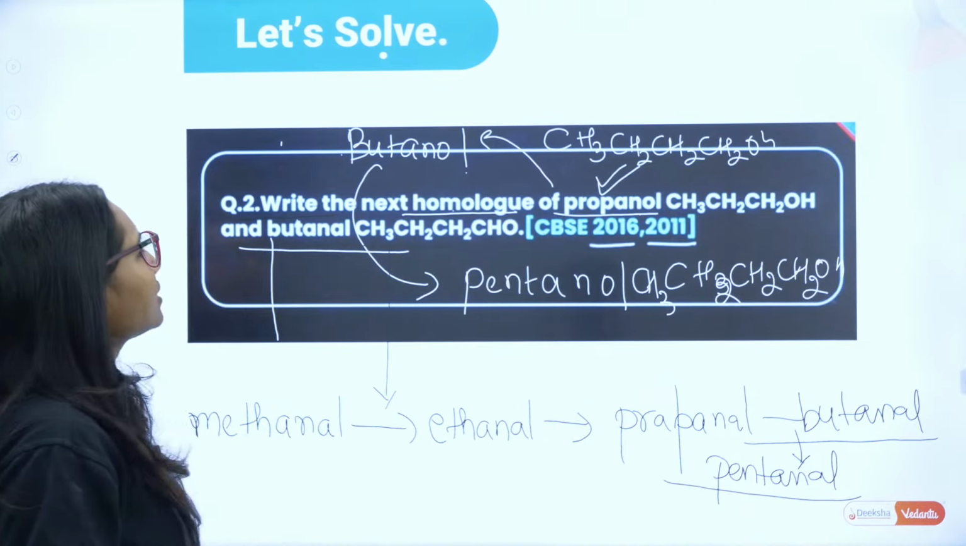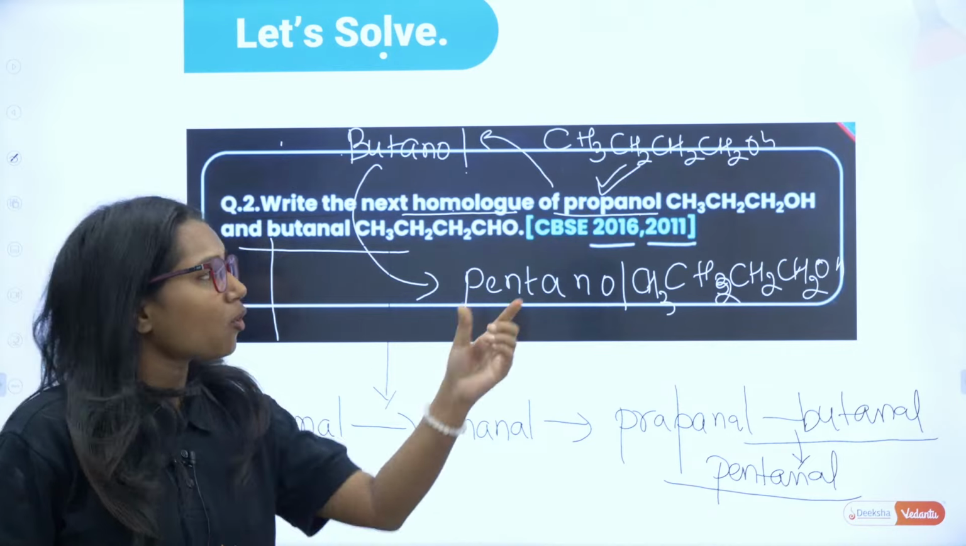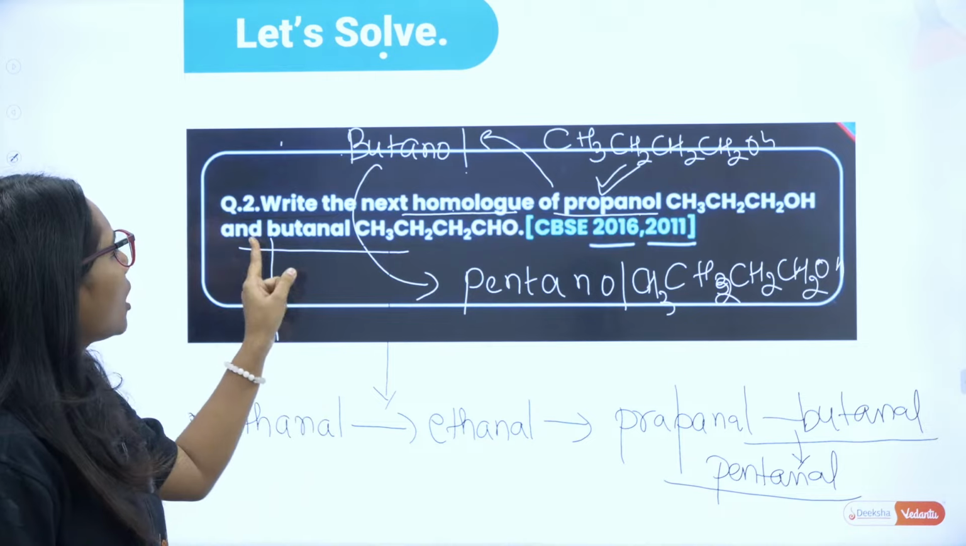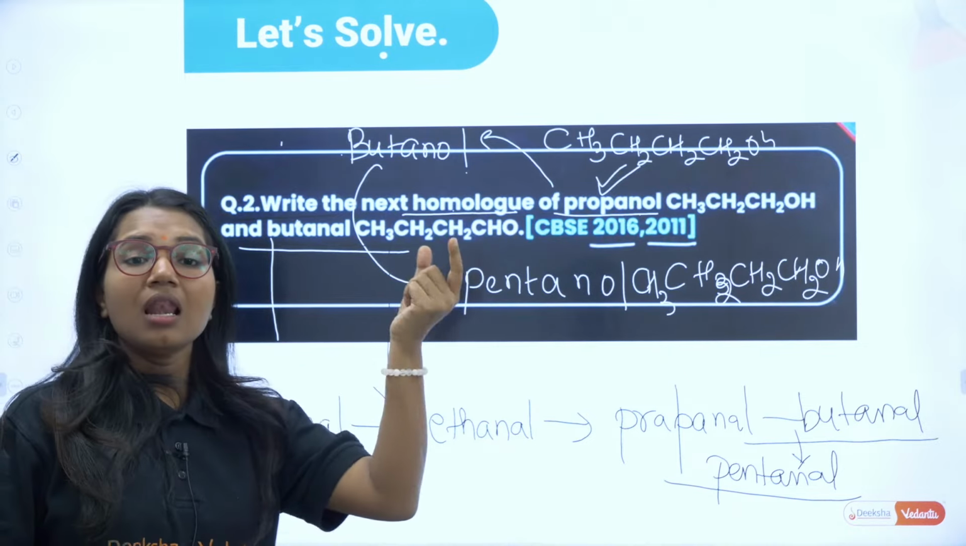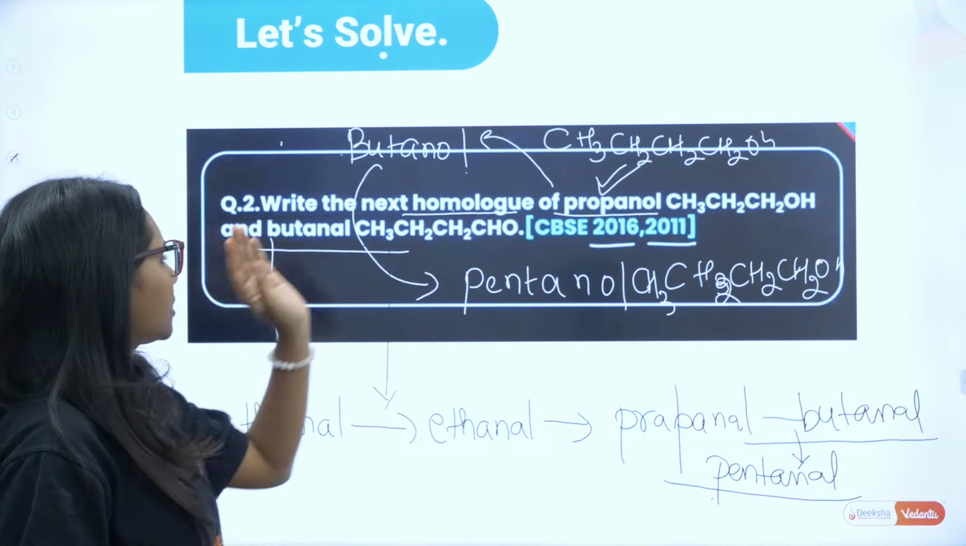Fine. So what is the answer? Write the next homologous of propanol. The next homologous of propanol is butanol. The next homologous of butanol will be pentanol. It is aldehyde, this is ketone.